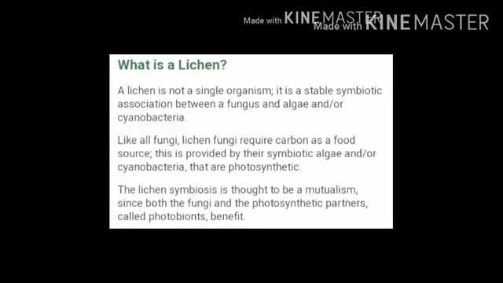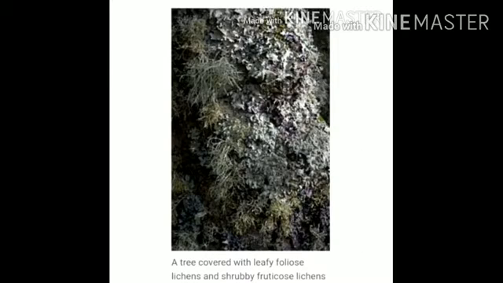What is lichen? A lichen is not a single organism. It is a stable symbiotic association between a fungus and algae. Like all fungi, lichen fungi require carbon as a food source. This is provided by the symbiotic algae that are photosynthetic in nature. The lichen symbiosis is thought to be a mutualism since both the fungi and the photosynthetic partners, called photobionts, benefit.